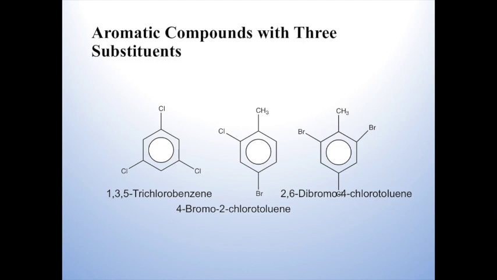And there are also situations in which you may have 3 substituents on your benzene ring. Some examples shown here: 1,3,5-trichlorobenzene, 4-bromo-2-chlorotoluene, because the methyl group is the first carbon in this case, and then 2,6-dibromo-4-chlorotoluene, for the toluene molecule is carbon 1, and then it has bromine on the second and sixth carbons and chlorine on the fourth.